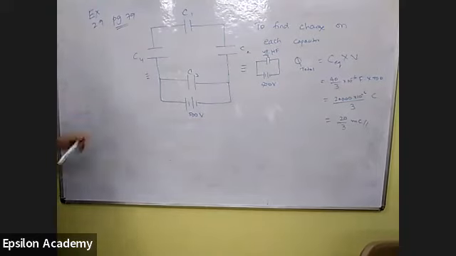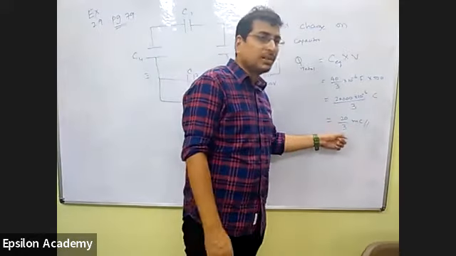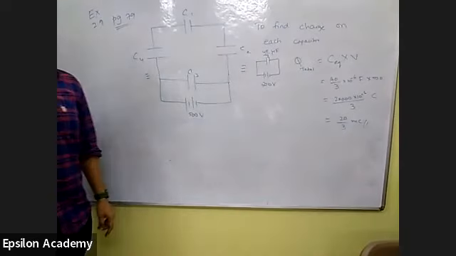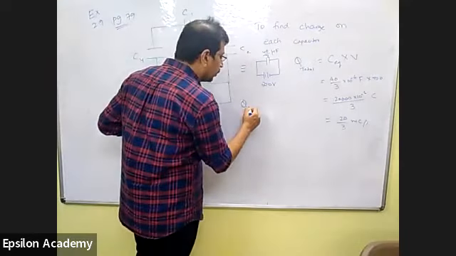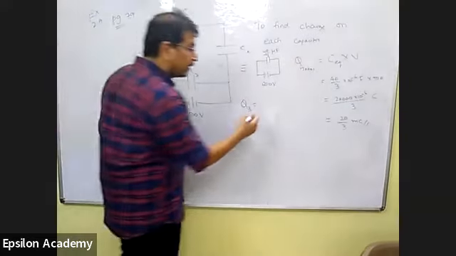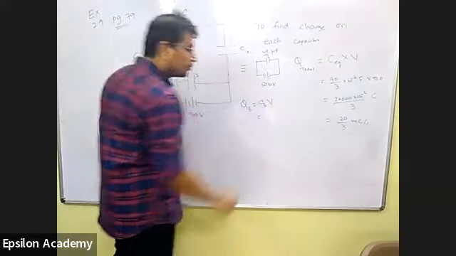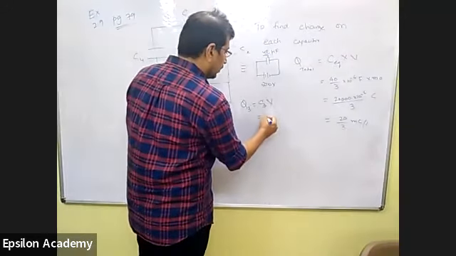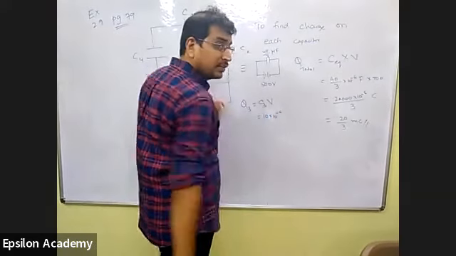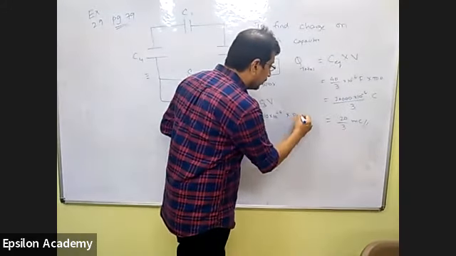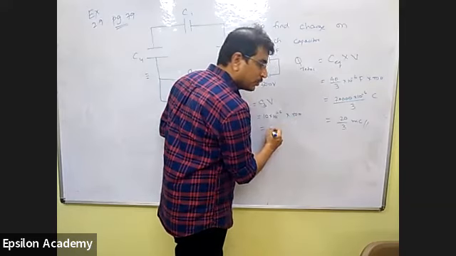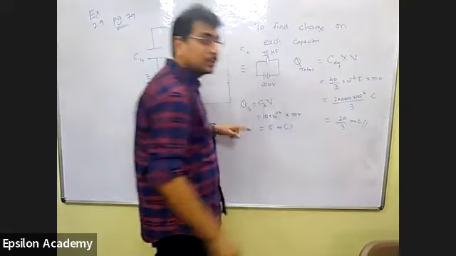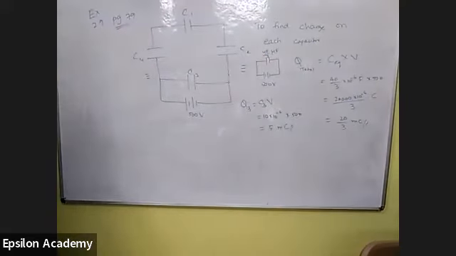Okay. So since we know the total charge that is supplied by the battery, let's try to find out the charge that is present on C3. So Q3 is equal to how much? Can I write it as C3 into V? C3 is 10, so 10 into 10 power minus 6, into V which is 500. If you calculate this, you should get the value as 5 millicoulomb. Accepted?